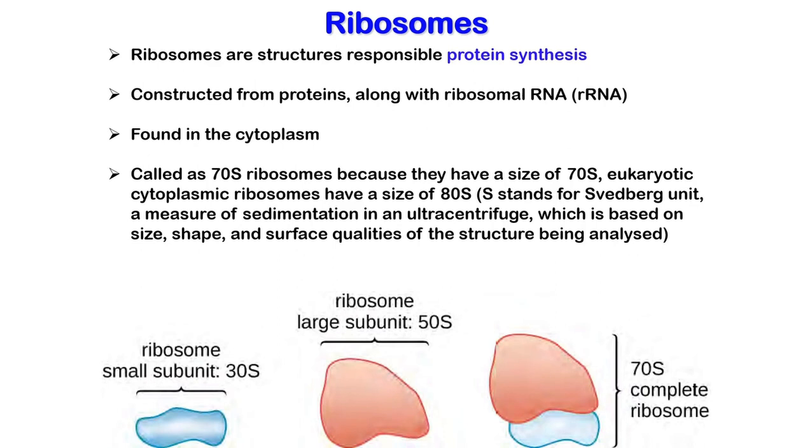So in this way, the antibiotics can specifically target the bacterial ribosome to inhibit protein synthesis without actually affecting protein synthesis in the human cells.